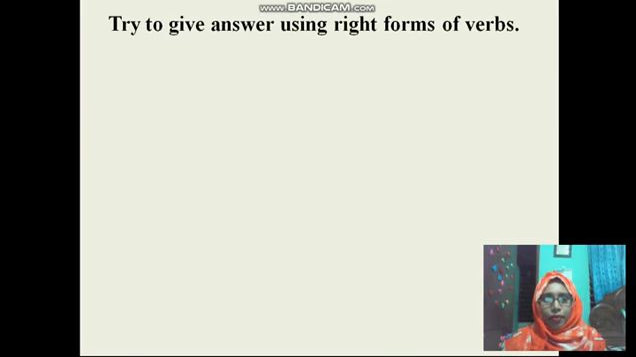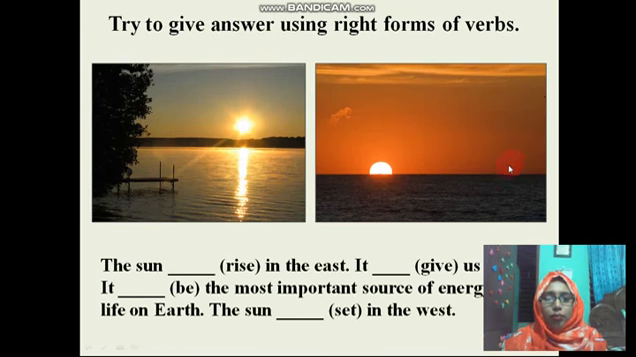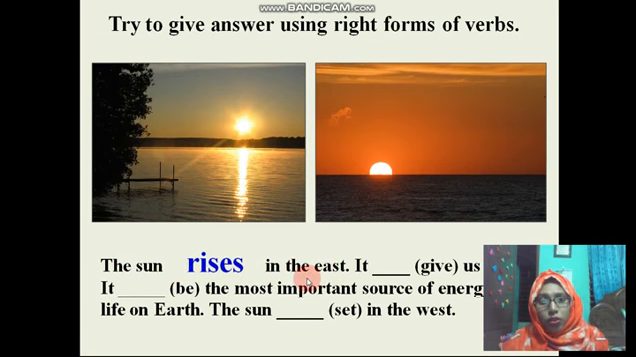Okay? Now try to give answers using right form of verbs. You see here two pictures and here some fill in the blanks. The sun rises in the east. In the bracket there is a word rise. You have to use rises because the sun is a third person singular number and the sun rises in the east is a universal truth, চিরন্তন সত্য. That's why you have to use rises, because we know if the subject is third person singular number, then you have to use s or es with the main verb.